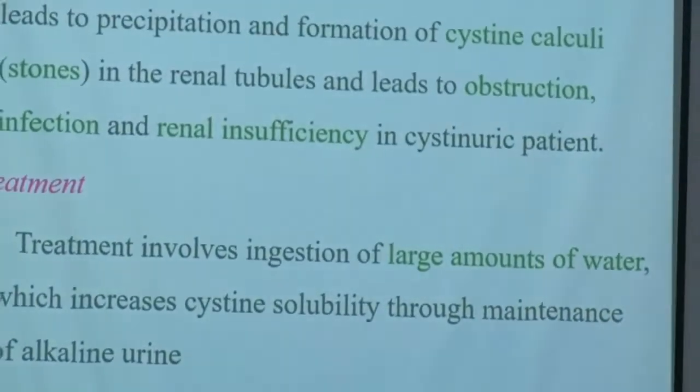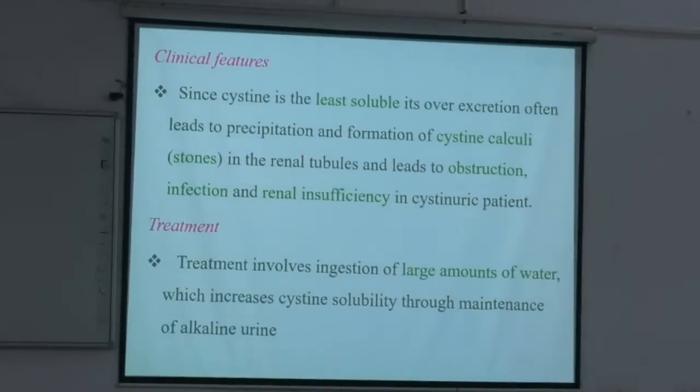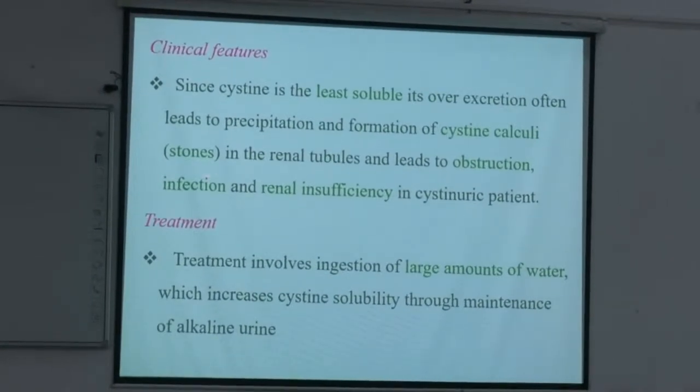Okay. Now the clinical features of this cystinuria: it forms cysteine calculi, the formation of calculus. Calculus is basically stone formation, either a kidney stone or a urinary stone. Depending on the renal tubules, this leads to obstruction, infection and renal insufficiency in cystinuric patients. So a patient having calculus in the renal area can have such a defect. Treatment is taking a large amount of water and other measures.